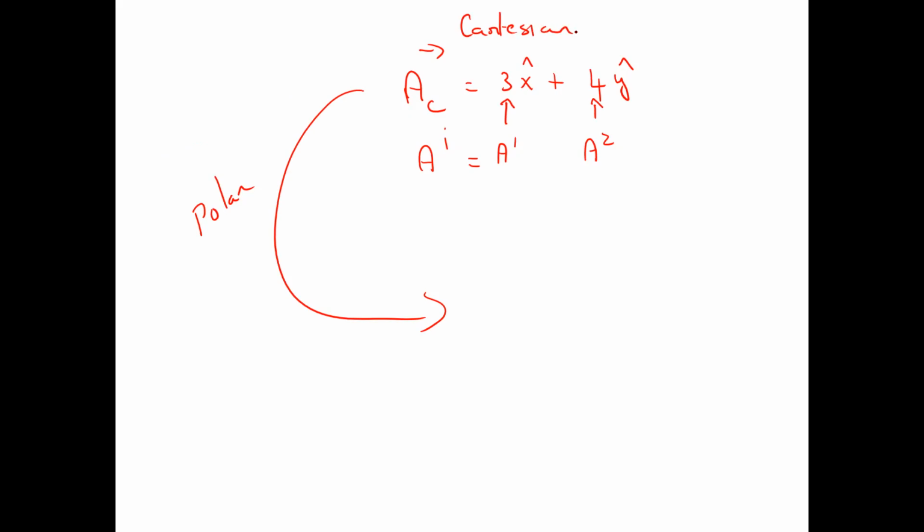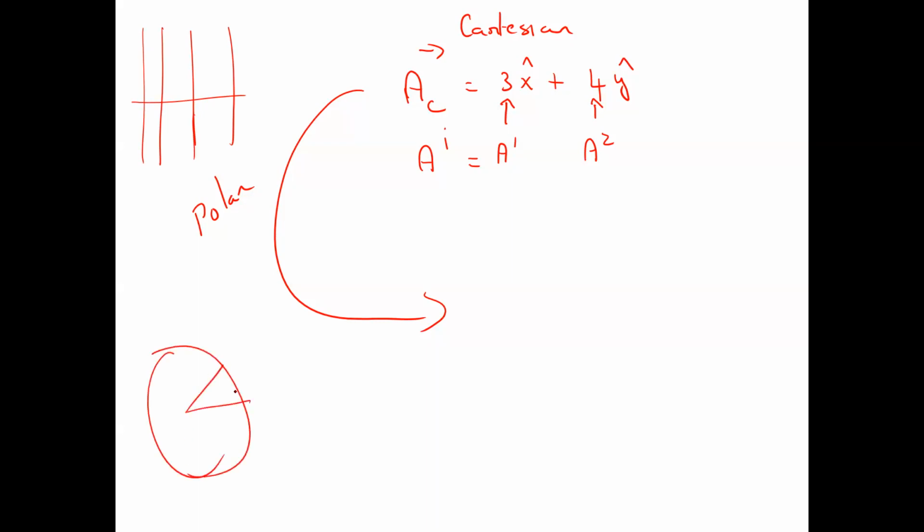No longer are your unit vectors going to be x hat and y hat. It is going to be something else. It's going to be r hat and theta hat, right? We had worked out how the unit vectors change when we were doing curvilinear coordinates. So supposing this was your Cartesian coordinate system, you're going from this system to this system, right?